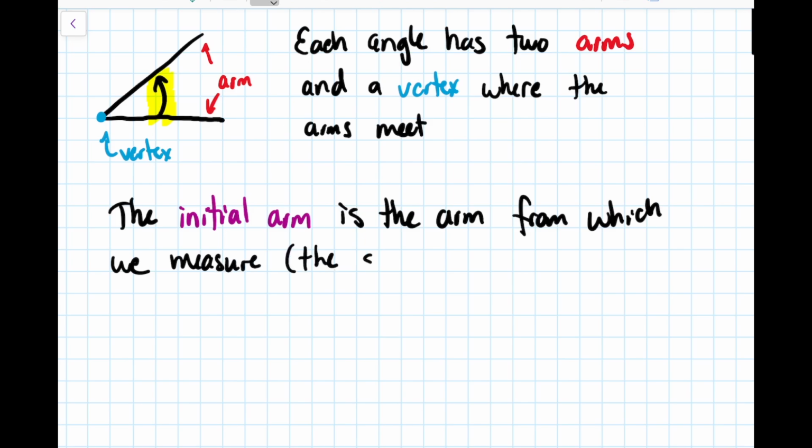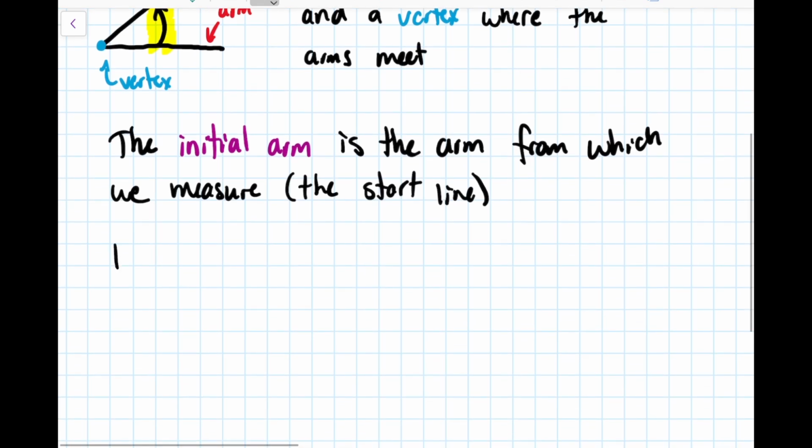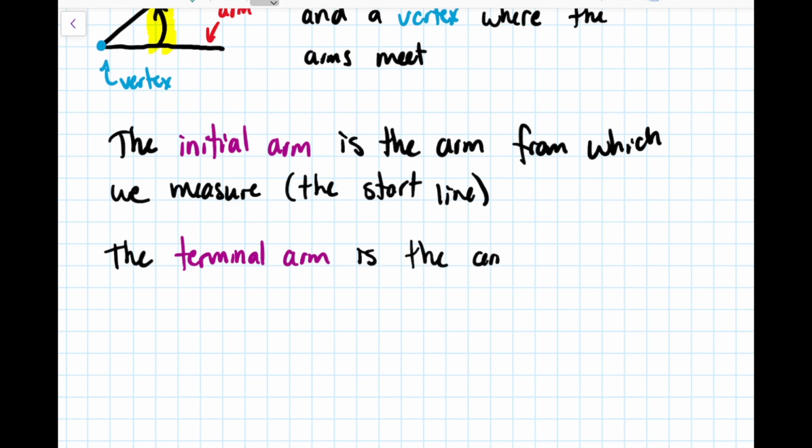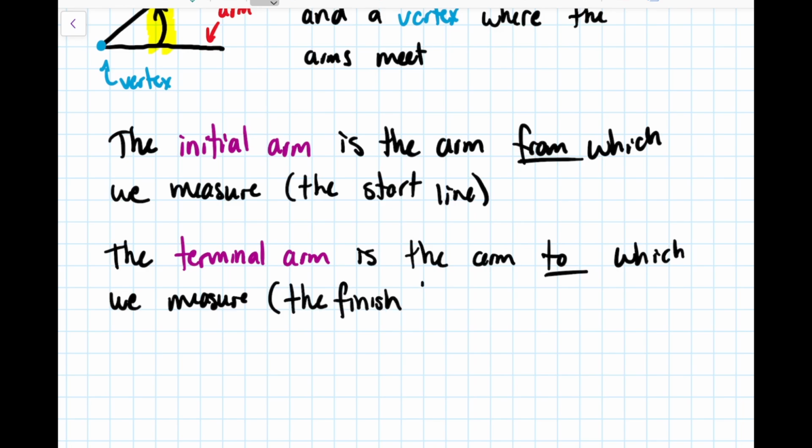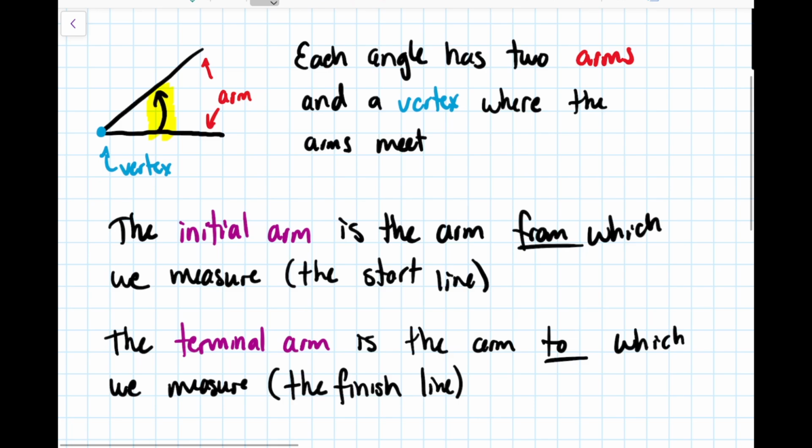The other arm is naturally where we finish, and it is called the terminal arm. That's the line that we are measuring to. So you go from the initial arm to the terminal arm, because terminal basically just means the end of something. It terminates. And so this arrow that we've got up here shows us which one's the initial arm and which one's the terminal arm.